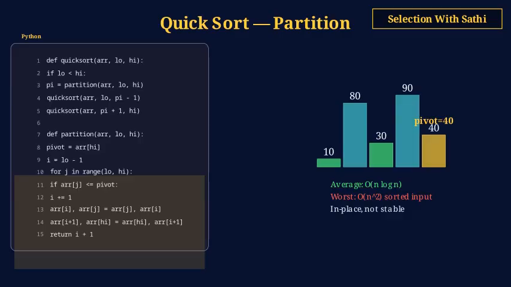Average case is O of n log n, but worst case is O of n squared when the pivot is always the smallest or largest element.